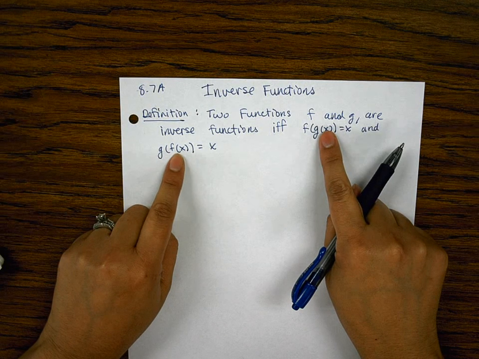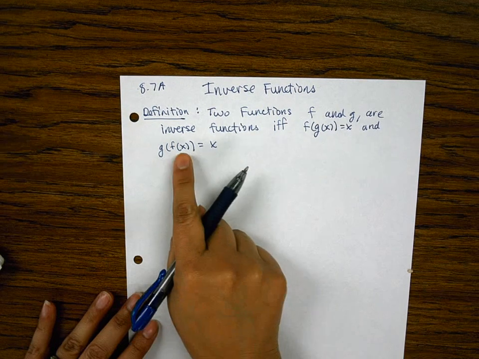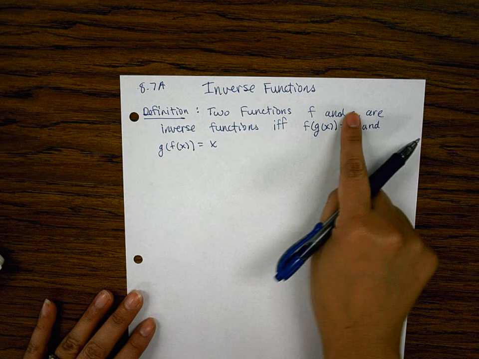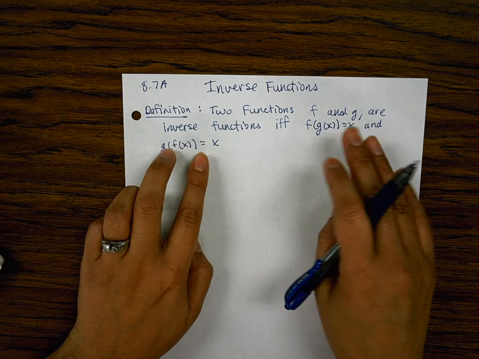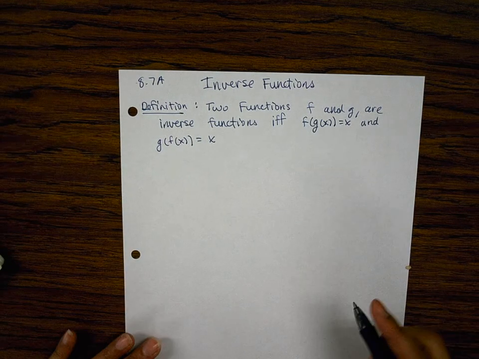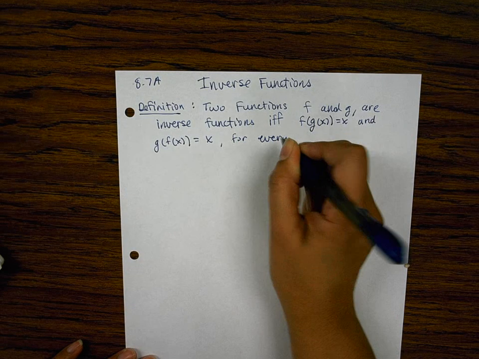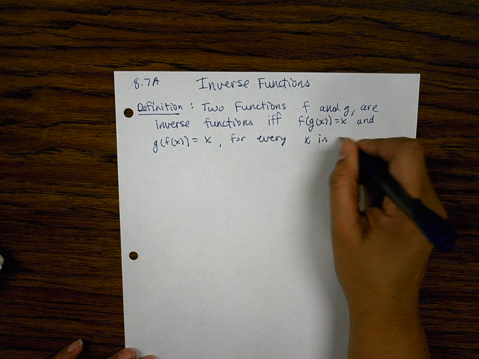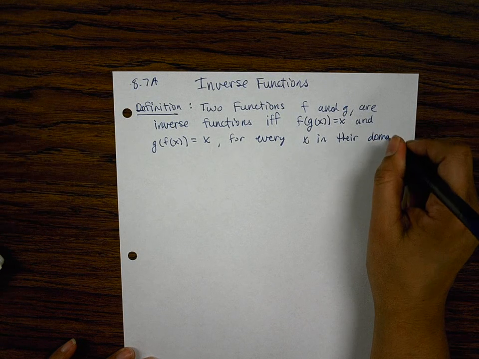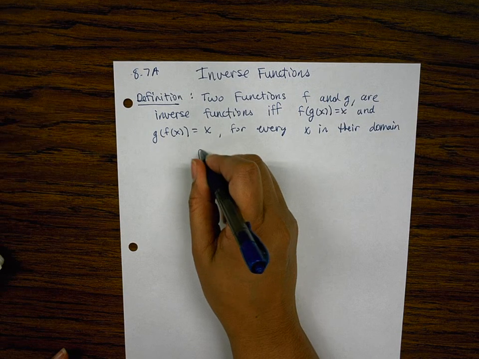You learned composition around this time last year. F of g of x: if you plug g into the f function, it gives you x. If you plug f into the g function, it equals x. Now this if and only if means f and g are inverse functions if this happens, and if this happens, that means f is an inverse function. It goes both ways. Okay. For every x in their domain. So it doesn't only work for some, it works for all the x values in their domain. Always and forever.